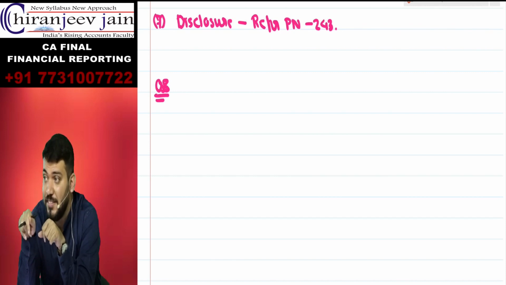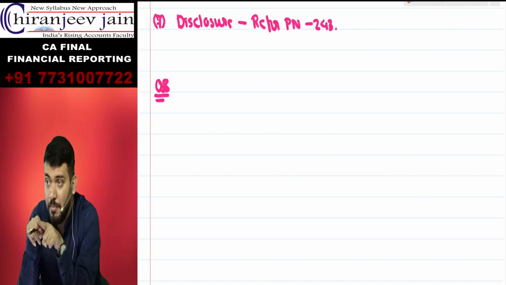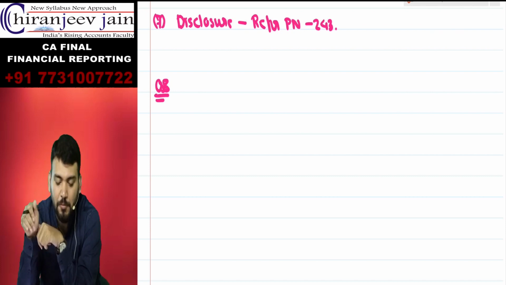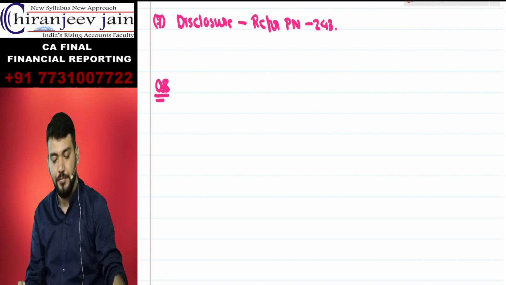Means you need to do 5 by 6. Whatever cost you have capitalized, 5 by 6 and 1 by 6. So 1 by 6 will be PPE and 5 by 6 will be investment property. Read the answer.